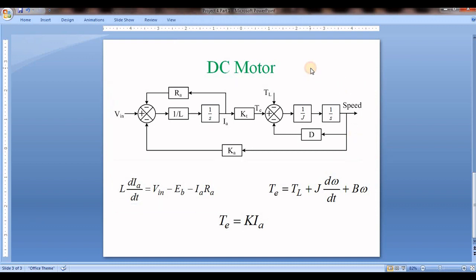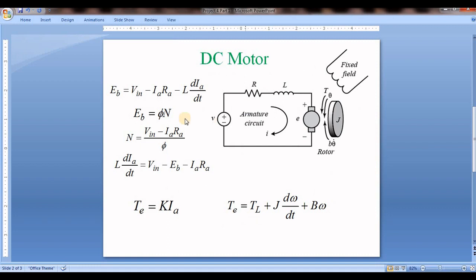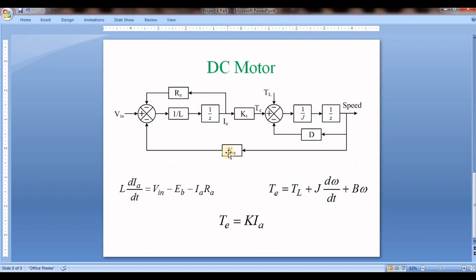See, this is in RPM, this is the phi, but this is the K. K is a constant, and phi is the flux. So whenever we are transferring the speed from RPS into RPM, I can get the phi. In reverse way I can get the Ka.